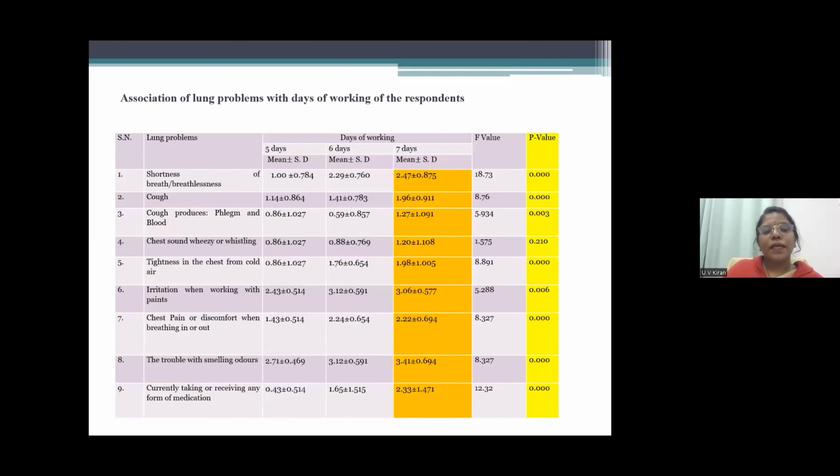When we speak about lung problems with days of working, a significant impact was also observed here. More lung problems were seen among the people who are working all 7 days, in all the cases. And the differences were very significant.